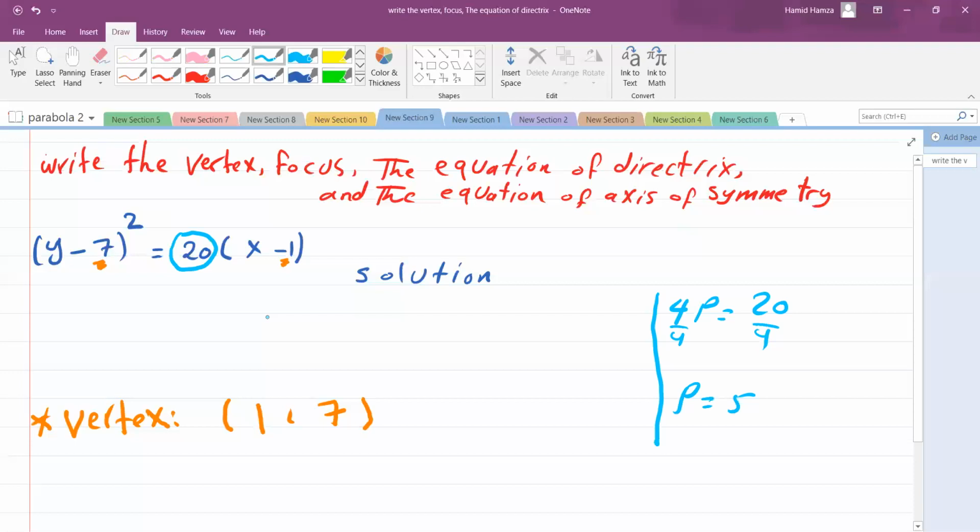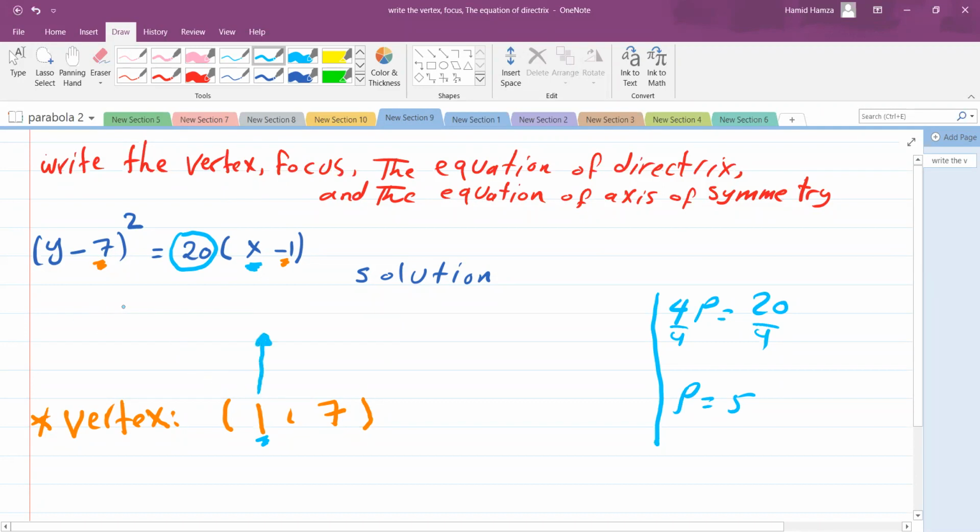Let's go back here. Which part will we work with, the x part or the y part? We'll go back again to the equation. The bracket which doesn't have a power is this part. So there is no power here, so we will work with the x part in the vertex. We will work with this one.